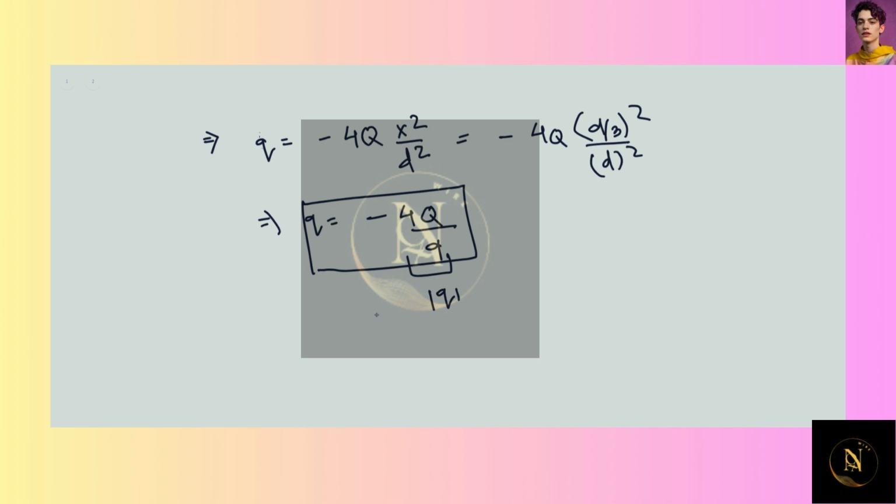In summary, we can say that the charge q is placed at a distance d over 3 from capital Q, and at that point the electric field is 0, and the magnitude of this charge small q has to be 4 times capital Q over 9, and its sign should be negative.